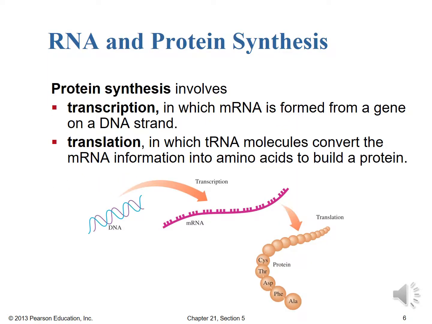Okay, looking further at RNA and protein synthesis. Protein synthesis involves the processes of transcription, in which the messenger RNA is formed from a gene on a DNA strand, and then translation, in which the transfer RNA molecules convert the messenger RNA information into amino acids to build that protein. So lots of good information happening here, and lots of similar sounding things. Just like we had nucleosides and nucleotides, now we have transcription and translation. Just be careful that you understand the subtleties in those similar sounding words.